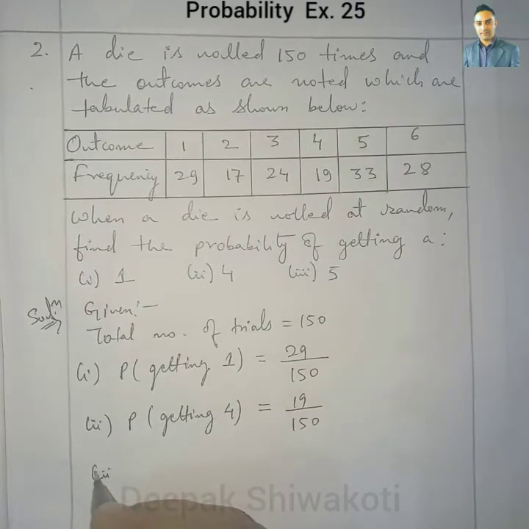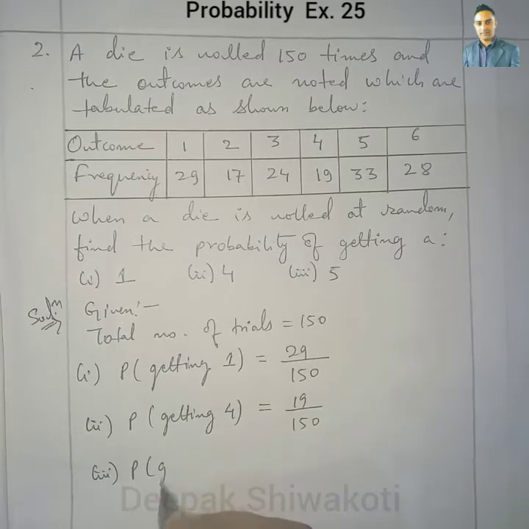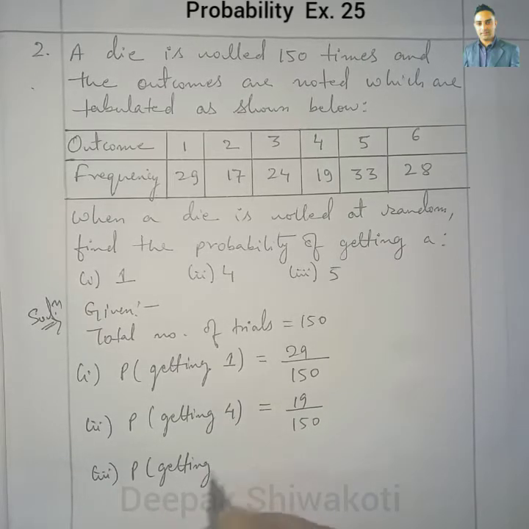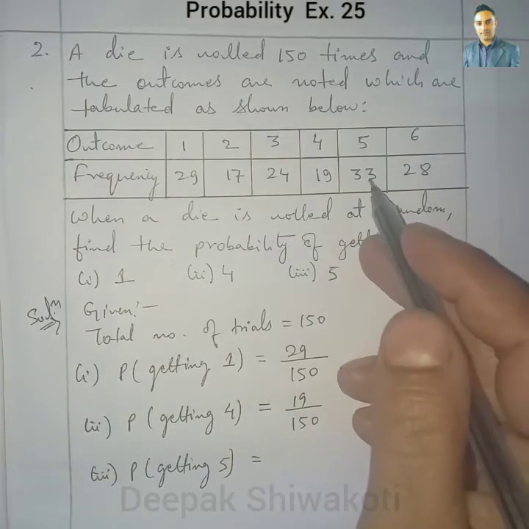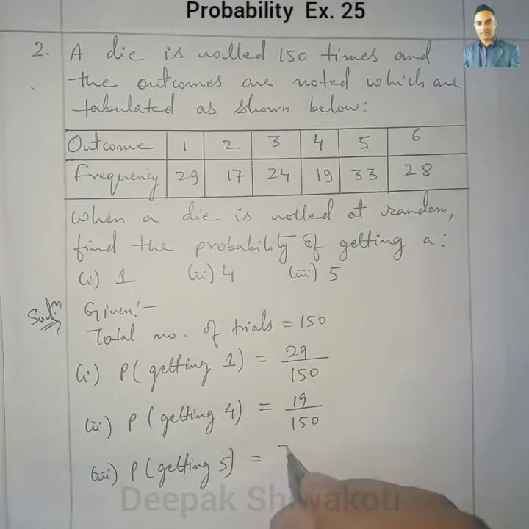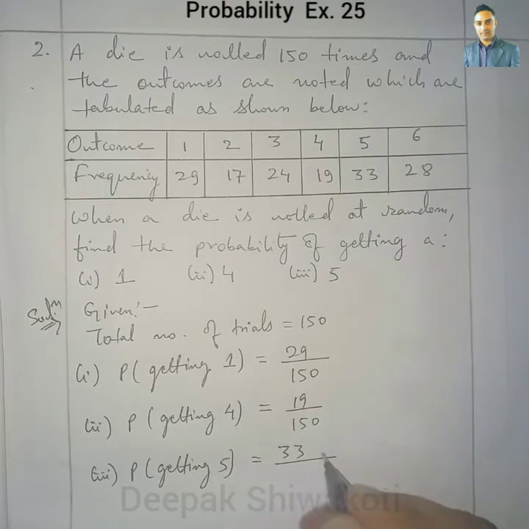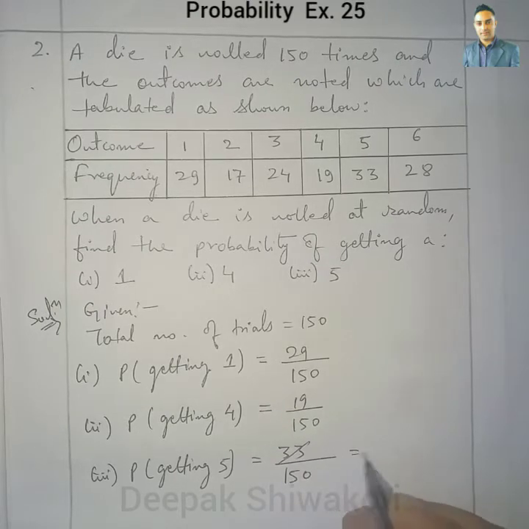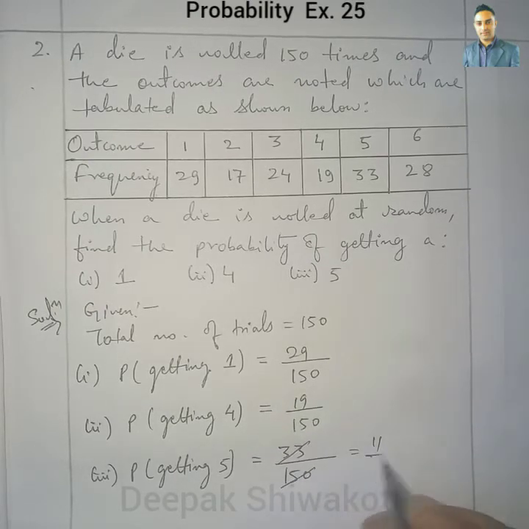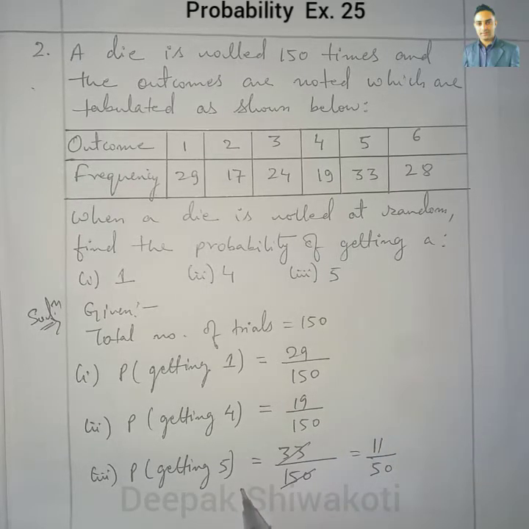Similarly, number 3, probability of getting 5 is given by number of times 5 obtained, that is 33, divided by total number of trials, that is 150. So this can be cancelled by 3. So 11 by 50 is the probability of getting 5.